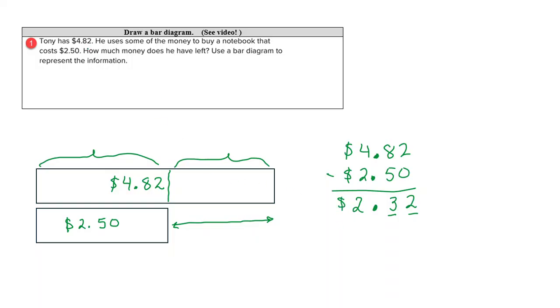So Tony has $4.82. He uses some of the money to buy a notebook that costs $2.50. How much money does he have left over? Well, 482 take away 250 is 232. Now you could always check yourself by adding this amount right here to this amount right there and see if you get this amount right there. Okay, that'd be a way to check your answer, right?